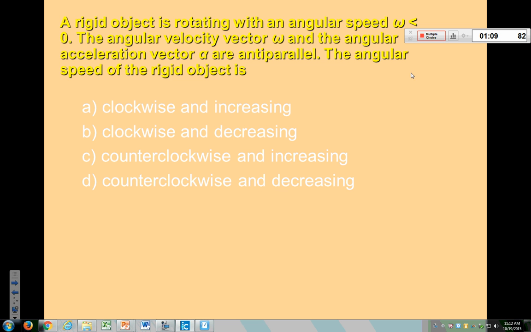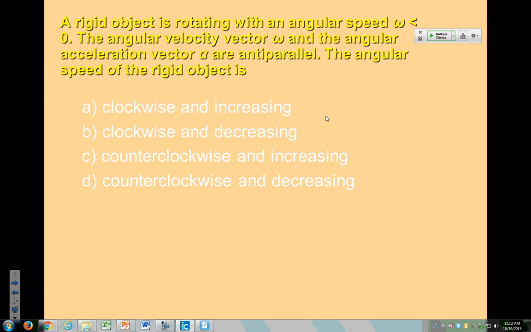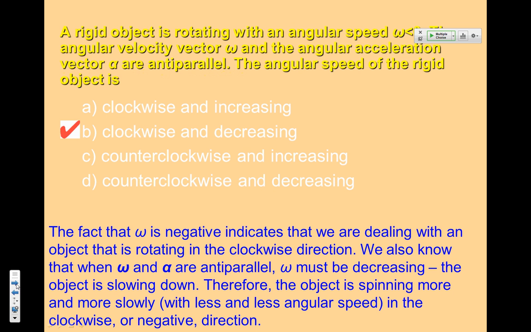All right. I'll stop at 115. Okay, B is the right answer. It's clockwise. I know it's clockwise because it's negative, and the acceleration, what was it? Was it B? Yeah, the acceleration and the velocity are opposite directions. That means it's going to be slowing down. All right, so it's clockwise and it's decreasing in speed. So B is the right answer.